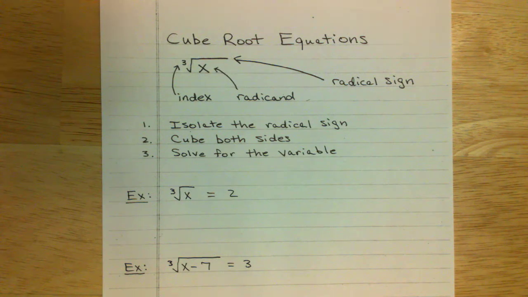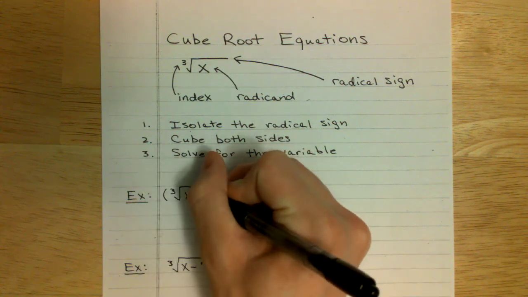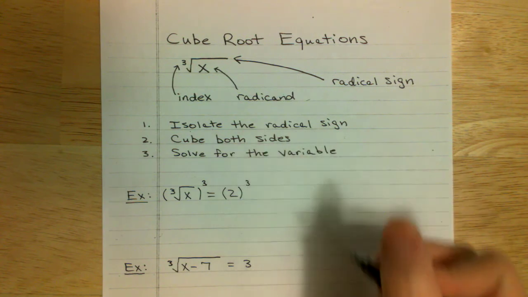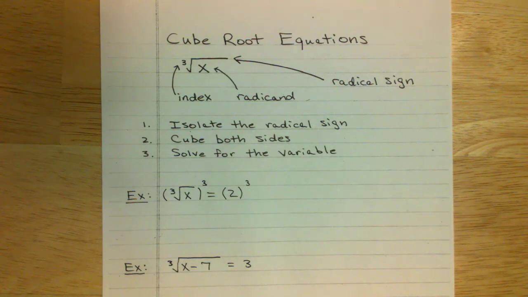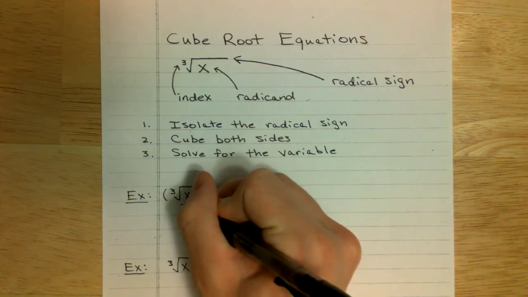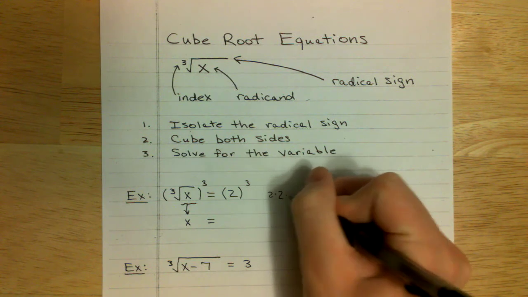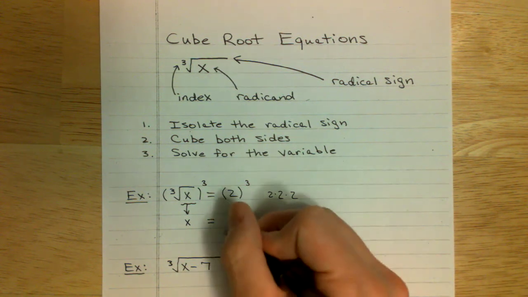Now looking at this first example, the cube root sign is already isolated. So I don't need to do anything with step 1. And then with step 2, we're going to cube both sides. So when we cube both sides, I'm going to do parentheses on both sides. And I'm going to raise everything to the third power. Now what that's going to do is cancel out the radical sign. So whatever's inside the radical sign comes out the way it is. And then I cube the other side to get 2 cubed, which is 2 times 2 times 2. And that's going to give me 8.